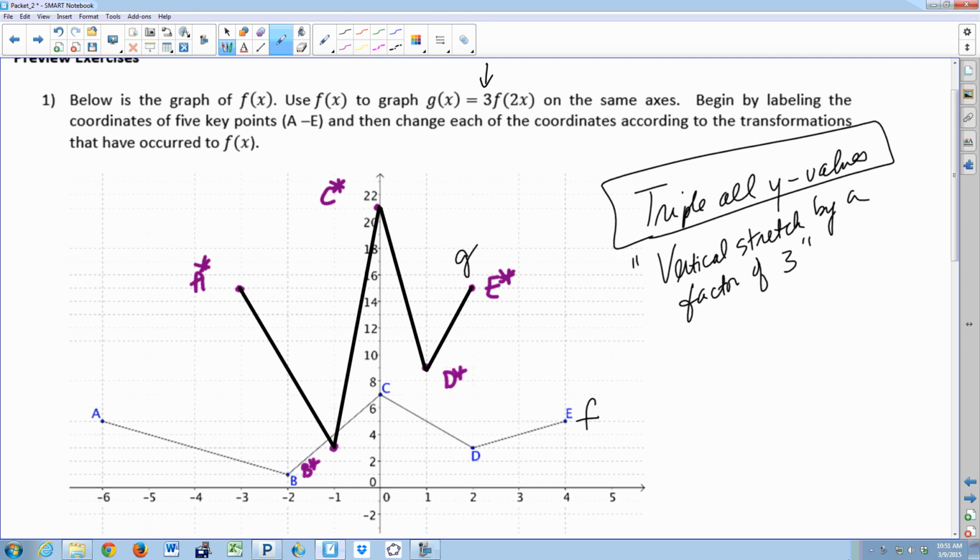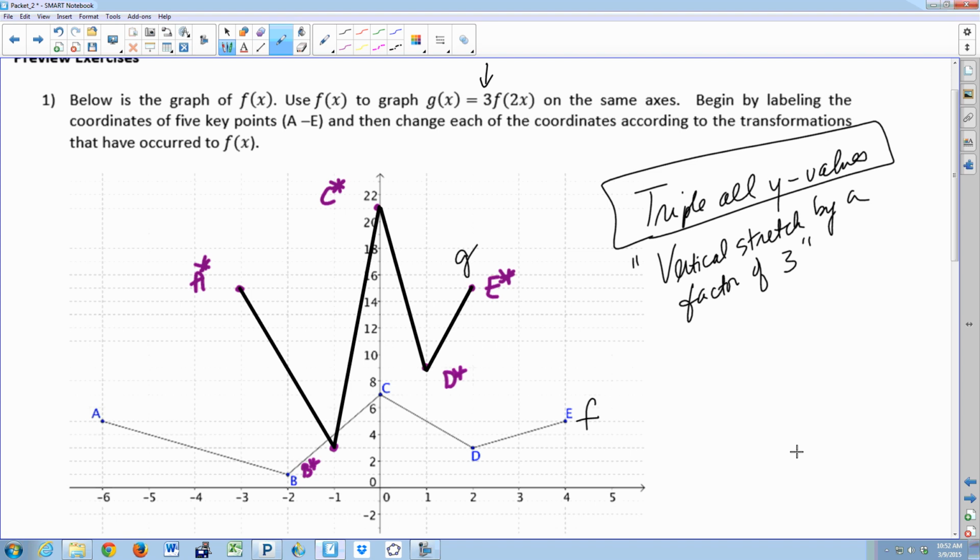So notice here, A was at 5. It's going to be tripled. It's going up 3 times its height. Same with all these points. That's the one that's intuitive. 3 is outside the function, or post-operation.